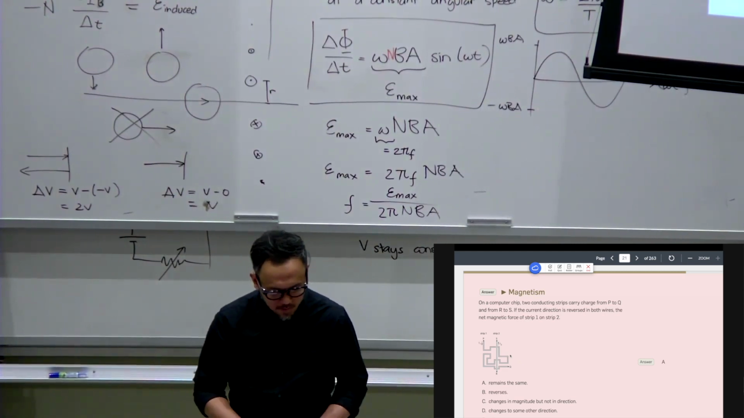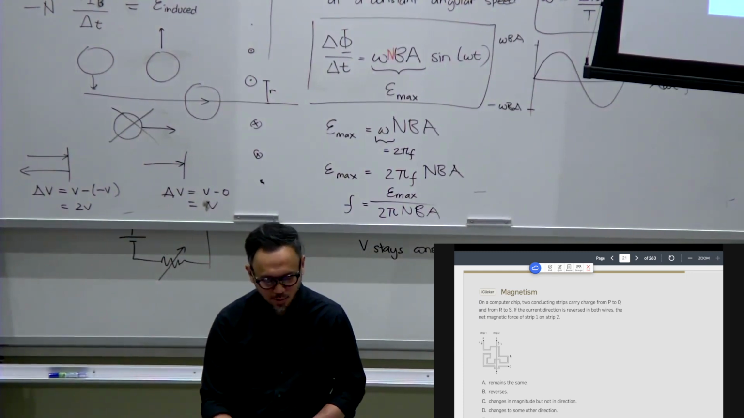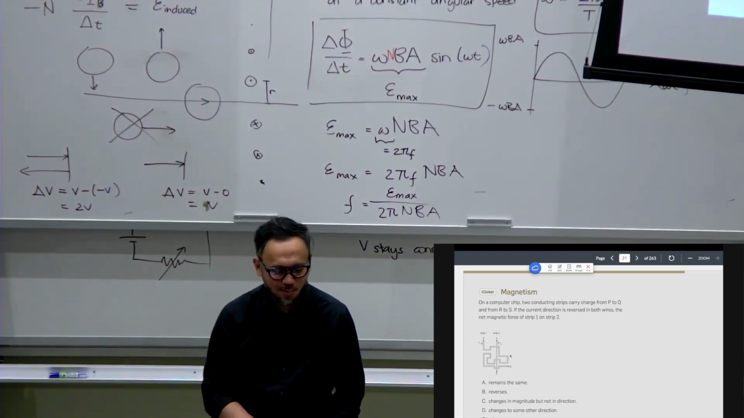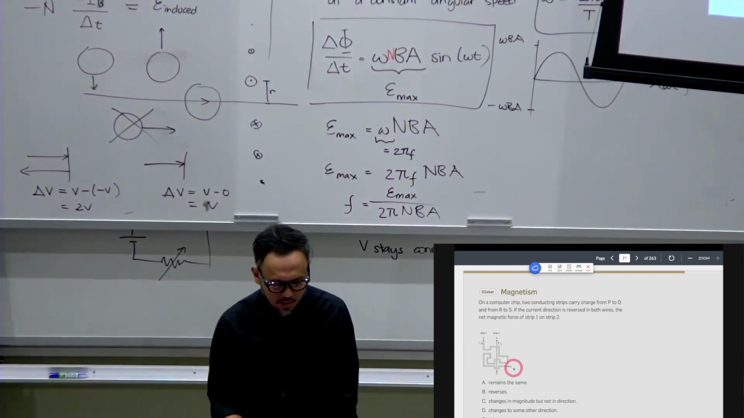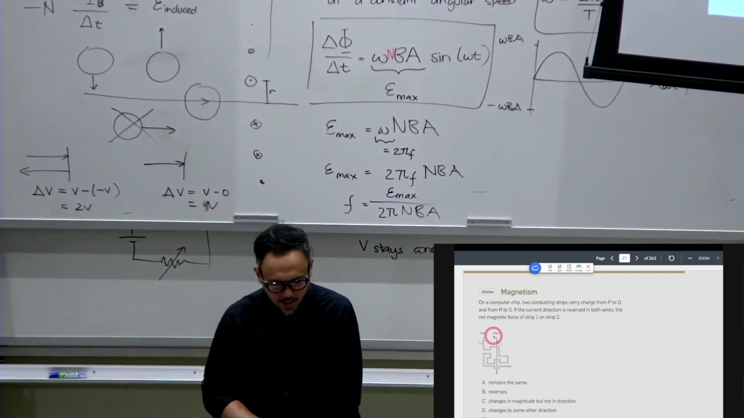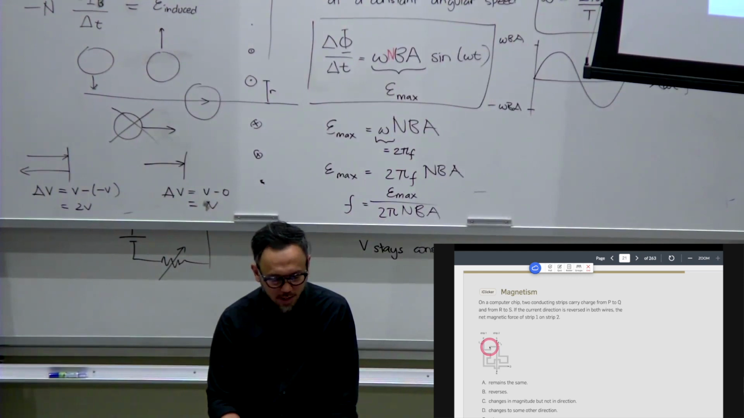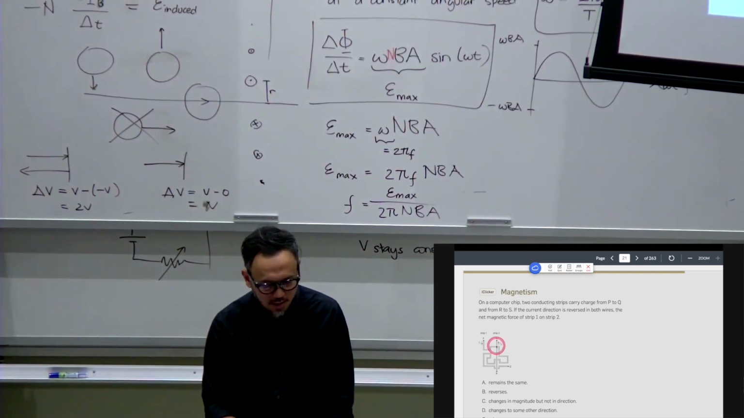Okay, so basically here, the question is, I shouldn't show you this, okay. On a computer chip, two conducting strips carry charge from P to Q. P is here, Q is here, okay? And from R to S. So there are two wires. So you just need to keep track of which one is which. I took this from a different textbook. I didn't write this one. If it appears on the exam, I will change the color. So one is red, the other one is blue, let's say.